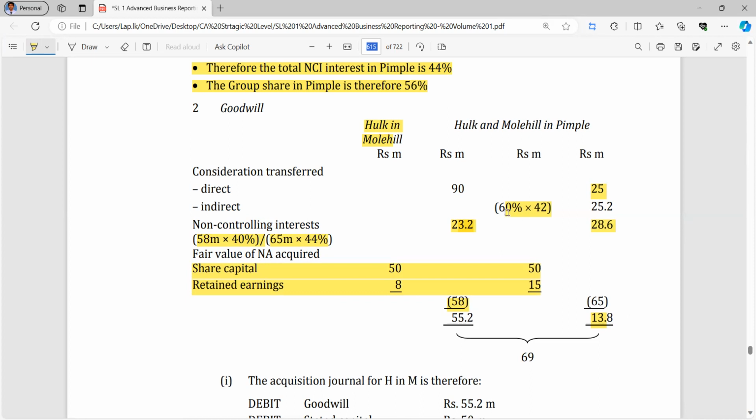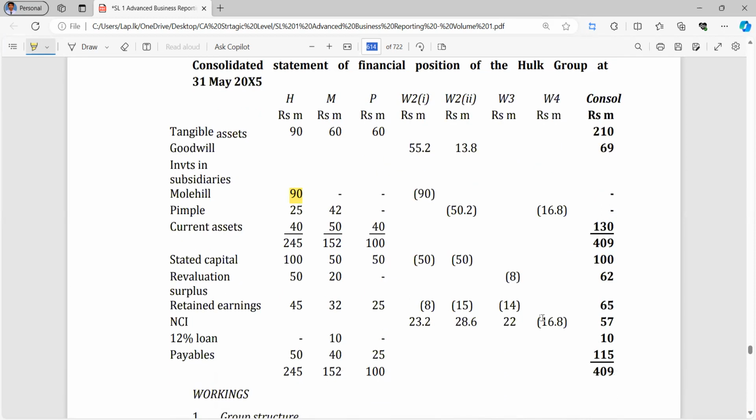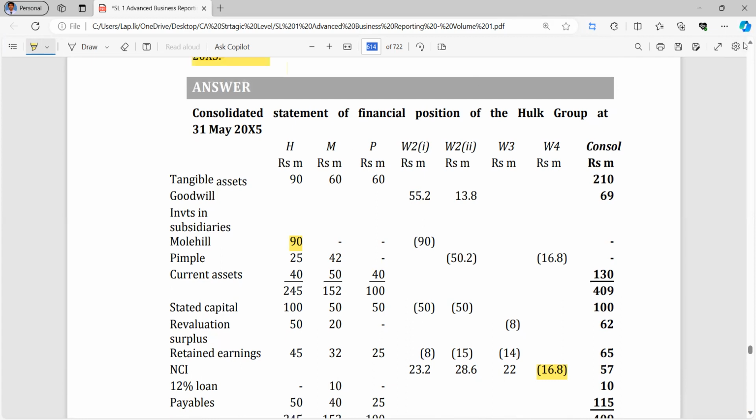So please remember that when the remaining 40% goes to the NCI, we are debiting the NCI. It means 42 into 40%, that means 16.8 we are debiting to the NCI. That investment belongs to the NCI. Here you can see 16.8: the investment account is credited, and the NCI account is debited, 42 into 40%. I think that is clear, right? So I'm not going to repeat again. So our adjustment is done.